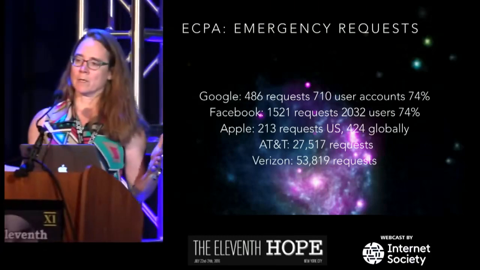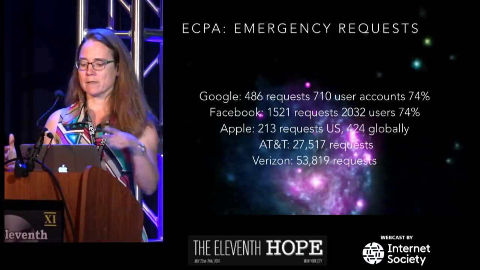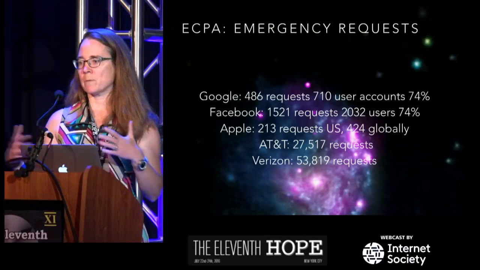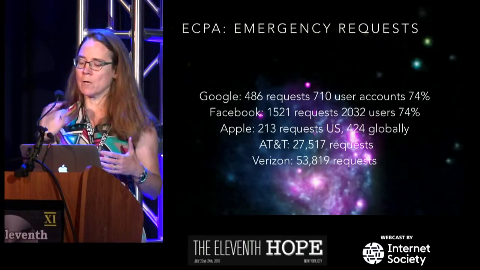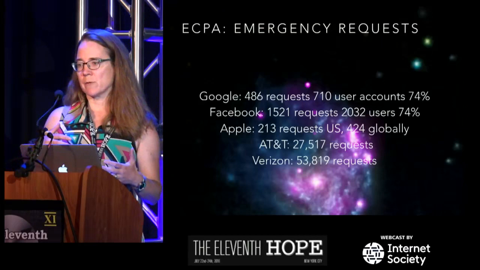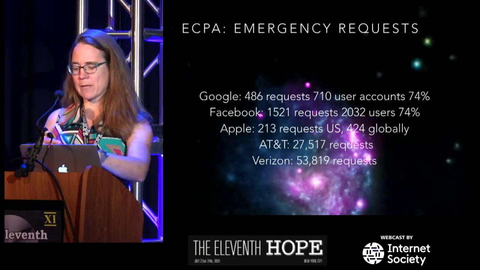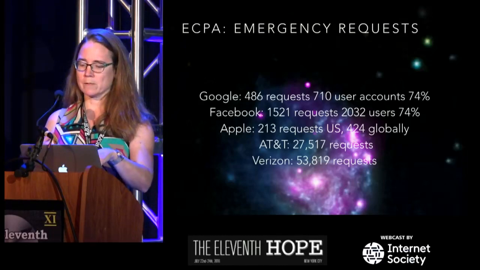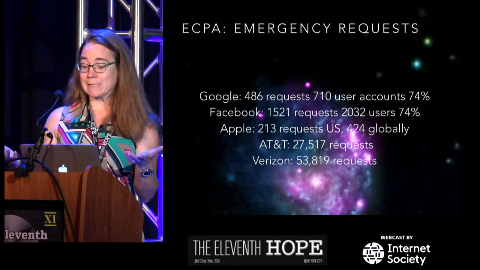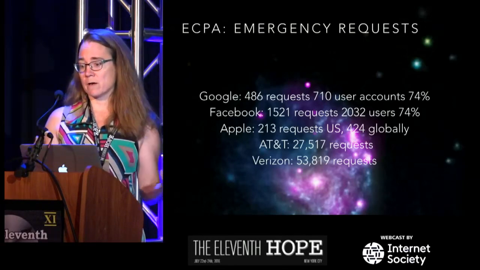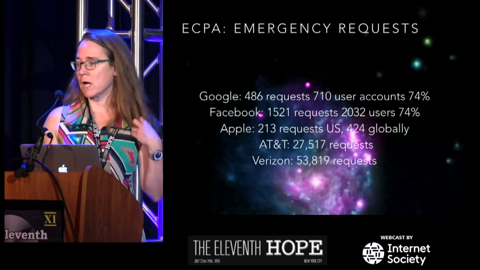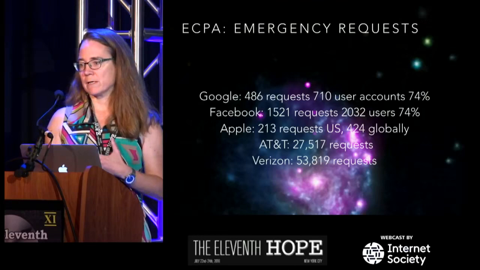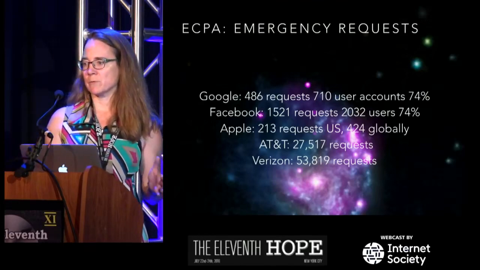They're already relying on emergency requests to get a ton of data, and this is thanks to Edward Snowden, the big push for transparency reports, where some of the providers are now telling you how much emergency requests they're responding to, and these are, without the Apple detail, all just American emergency requests. And you can see with AT&T and Verizon, the numbers are pretty vast. Some of these requests include content. Google and Facebook are willing to say that they have 74% compliance, that they are challenging some of these emergency requests.